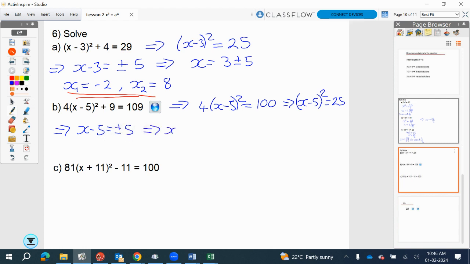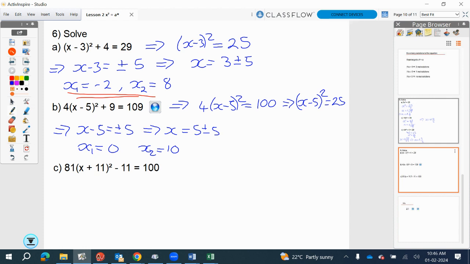So x is equal to 5 plus and minus 5. What are our two solutions? X1, 0, and x2, 10. I like them to be in order from smallest to largest. It's easier to read that way. Often with graphs and things, you're looking from left to right always, so it's smallest to largest. Most negative to most positive.